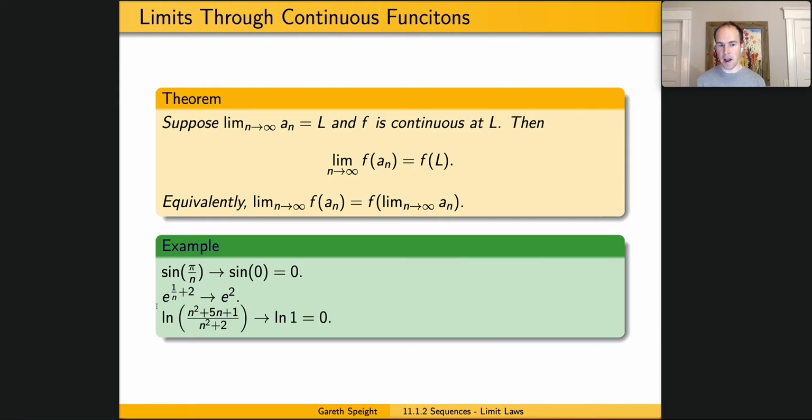Say we had ln of (n squared plus 5n plus 1) over (n squared plus 2). The inside tends to 1. For instance, we're looking at the highest powers of n squared, dividing both top and bottom by n squared, you would see the limit is 1. If we want to do the limit of ln of this, we pass the limit through. It will be ln of the limit, that's ln of 1, which is 0.